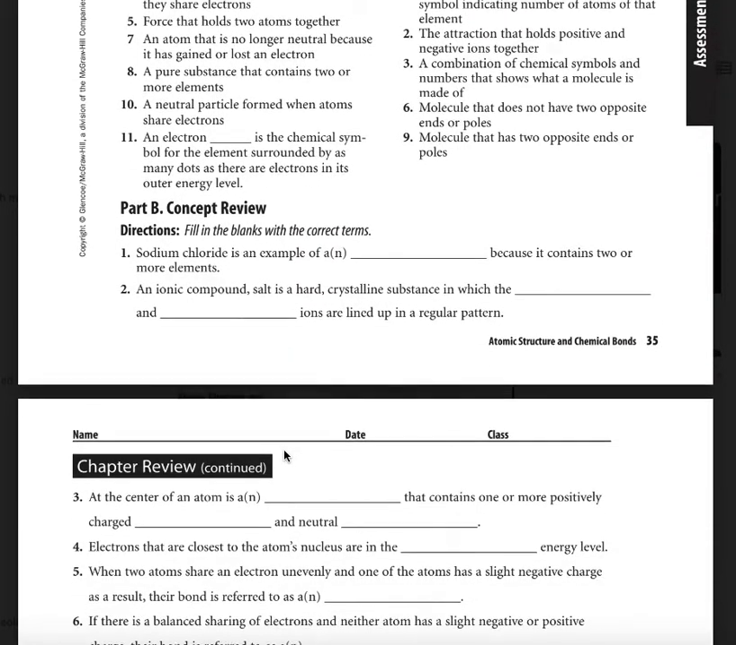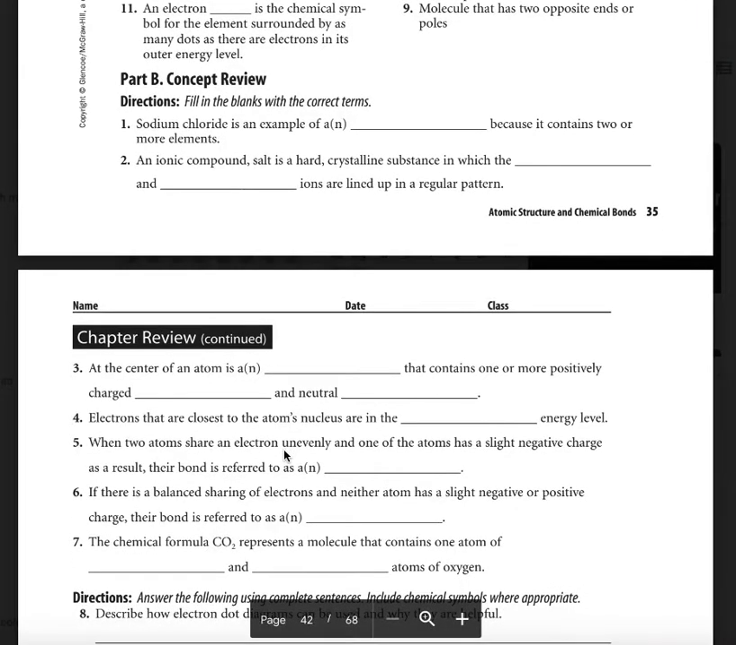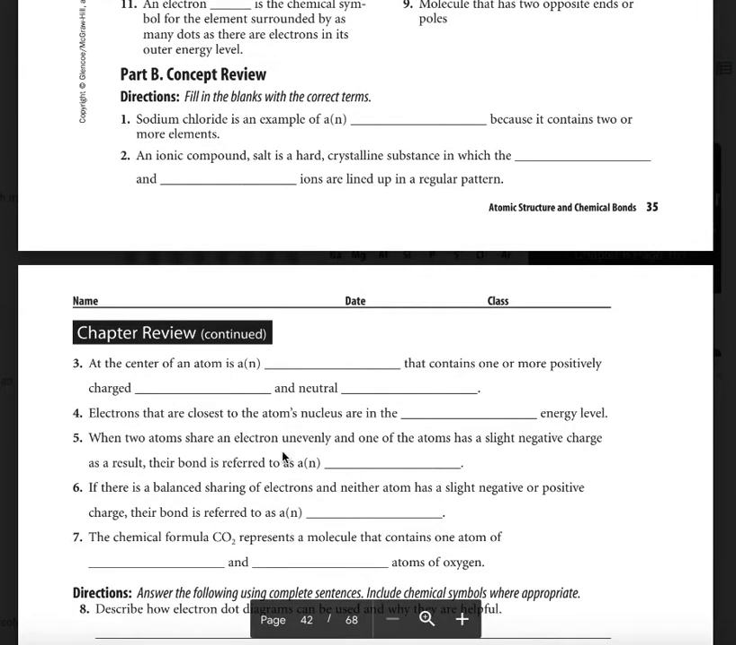Part B is our concept review, in which we read through this. You're going to fill in the blank with the correct term. Number 1, sodium chloride is an example of a blank because it contains 2 or more elements. If it has 2 or more elements, it is a compound.